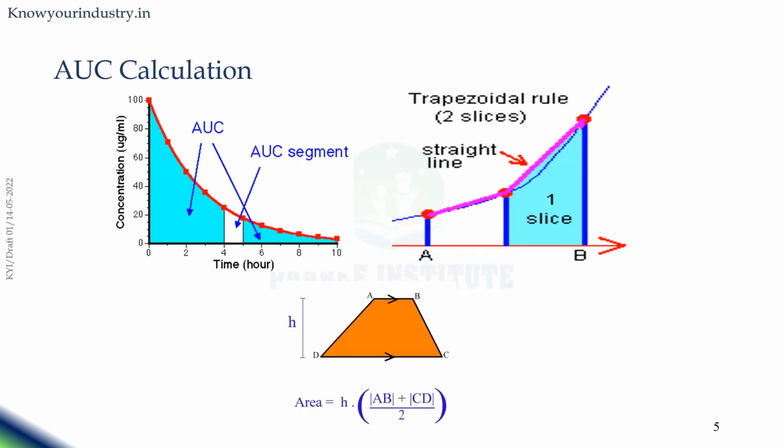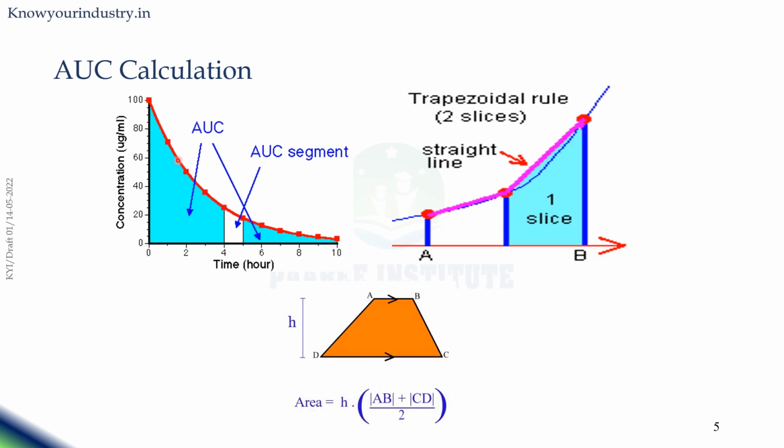So in this slide, we are going to see the AUC calculation, how the AUC is being calculated. This is the typical intravenous bolus administration curve where the AUC is calculated by the trapezoidal rule. So what is the trapezoid? Here is the shape of the trapezoid. This is called the trapezoid, where you have different dimensions of the four sides, and this trapezoid area is calculated by this formula.